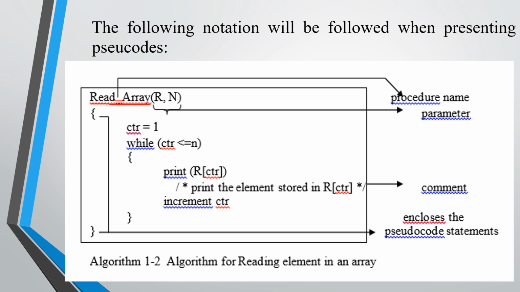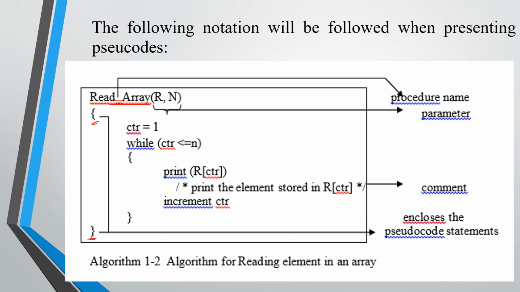Next, for each pseudocode, if you want to have a block of statements, each block of statements is enclosed with open and close curly braces. Once it is enclosed with open and close curly braces, that means it is one set of statements. So this is the beginning of the pseudocode, and this is the end of the pseudocode. Remember, pseudocode is the textual representation of the algorithm.